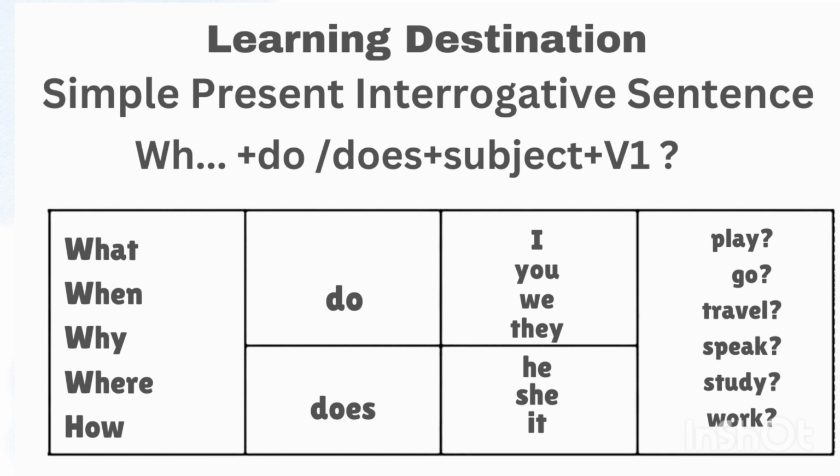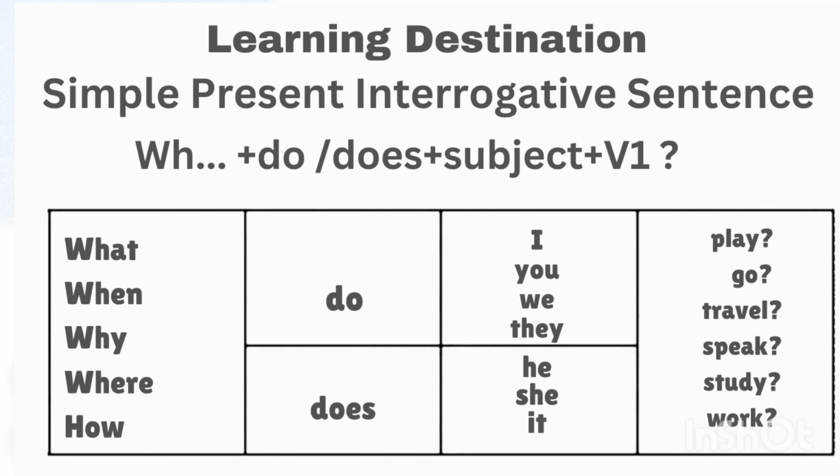What does she play? When does she play? Why does she play? Where does she play? How does she play? What does it play? When does it play? Why does it play? Where does it play? How does it play?